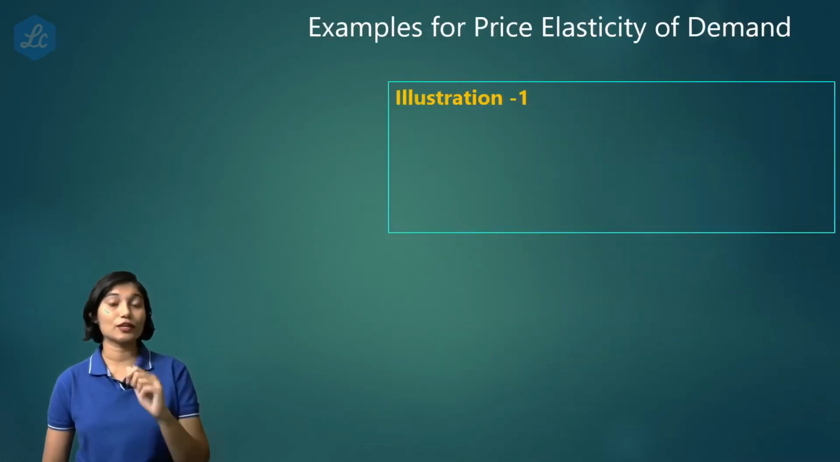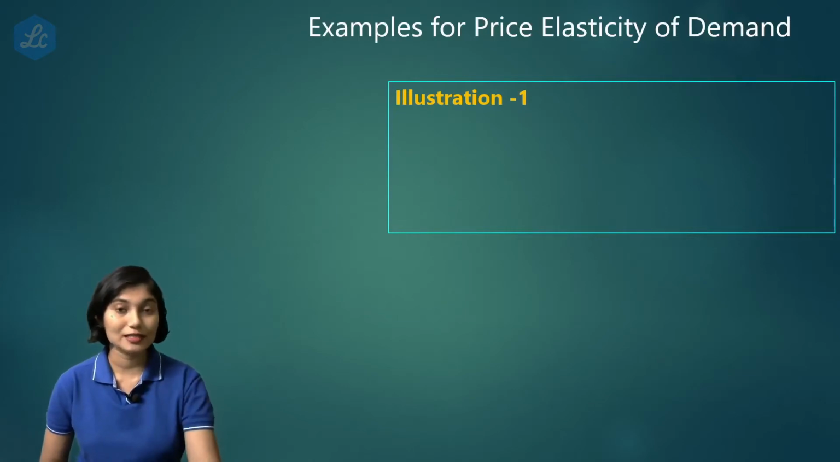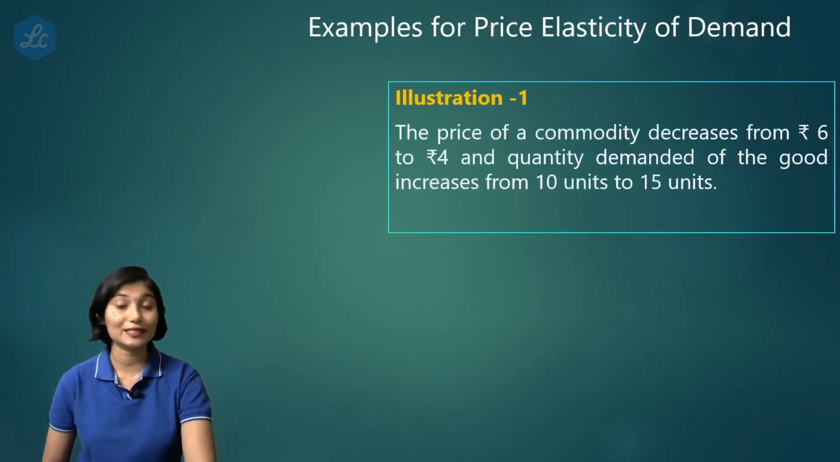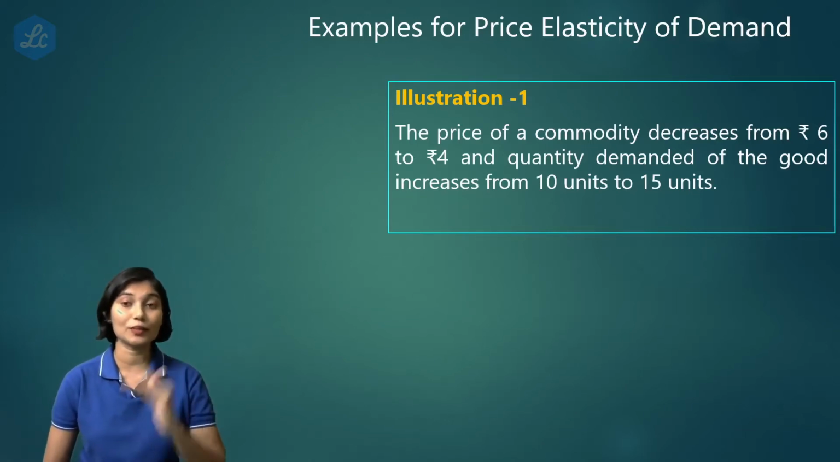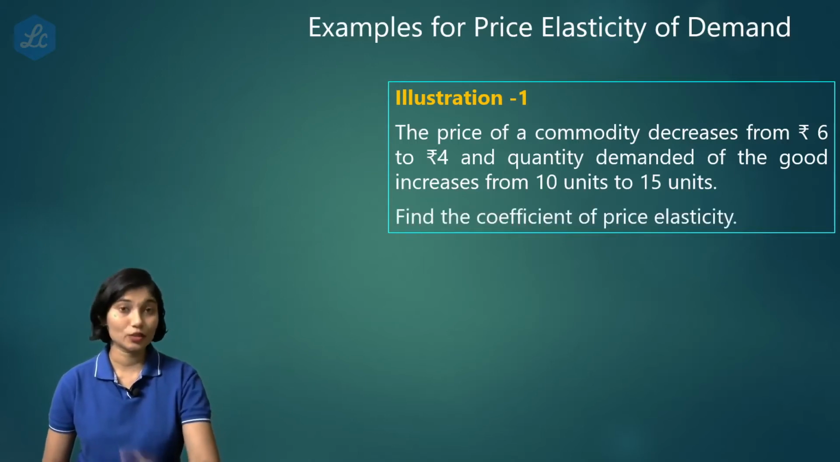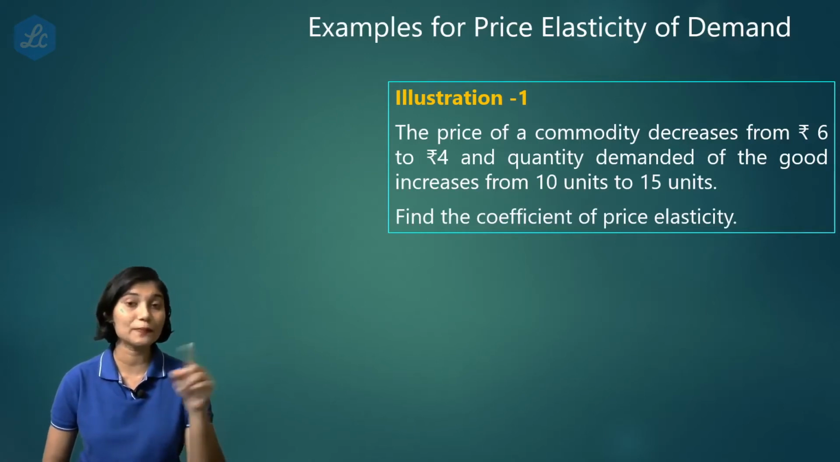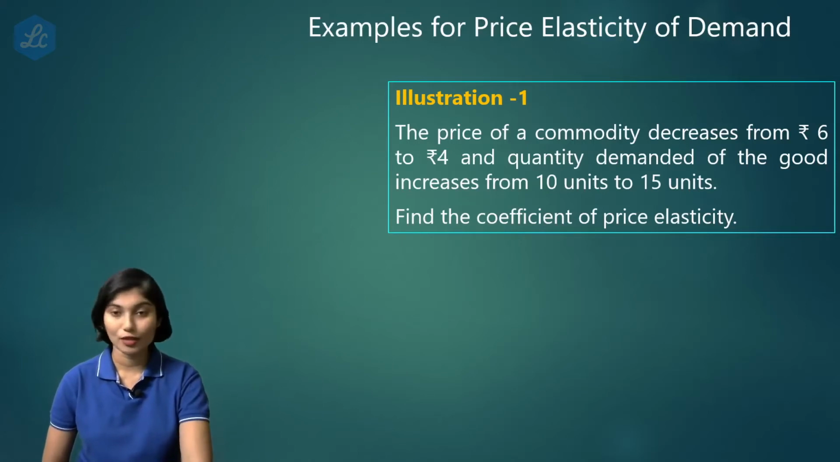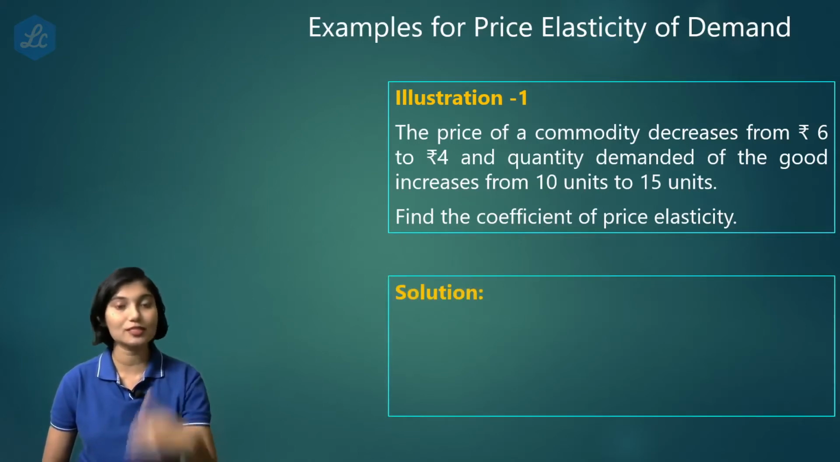Now let us look at a few examples, as these are important and you may get similar questions in your exam. First one, the price of a commodity decreases from 6 to 4 and the quantity demanded of the good increases from 10 to 15. Now, the question is, find the coefficient of price elasticity. You have to find out EP is equal to how much. So you may be given a couple of options. Okay. Now we don't have options. We will just solve it.